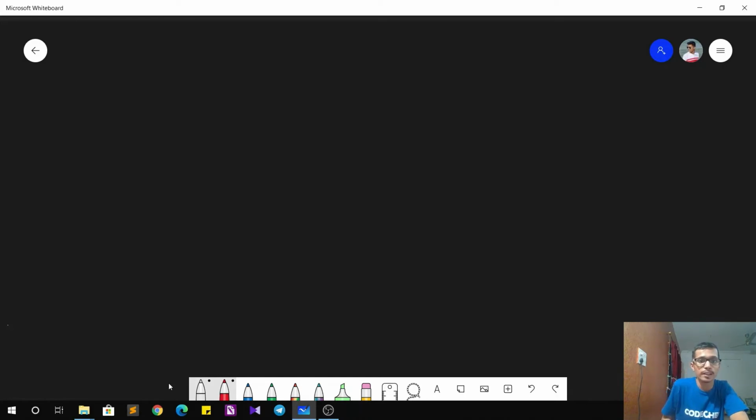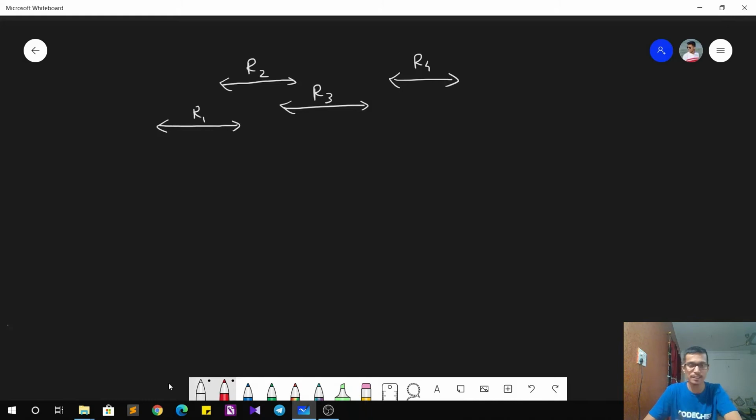So let's say the range R1 on the number line goes from this point to this point. This is, let's say, R1. Then there's R2 over here. Then maybe R3, then somewhere over here R4. So all these ranges are present like this on our number line. Okay, so the starting points can be denoted as L1, L2, L3 and so on, right?